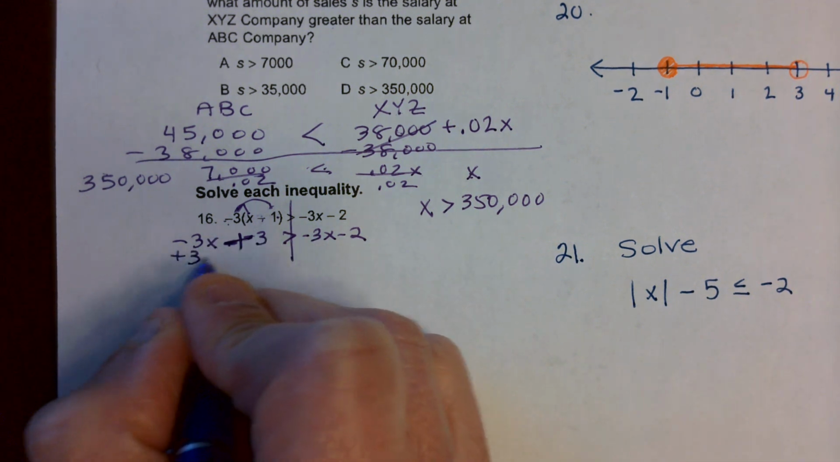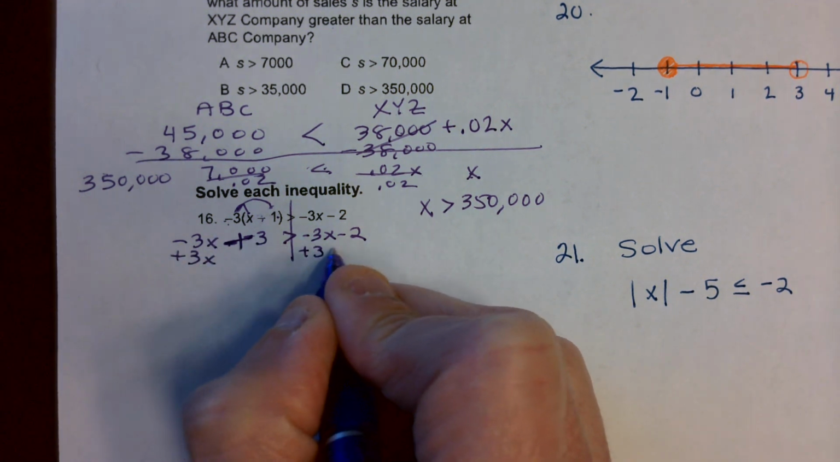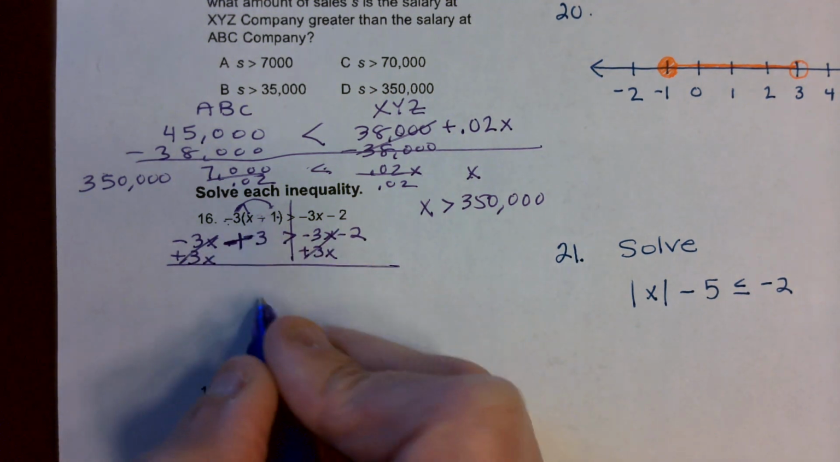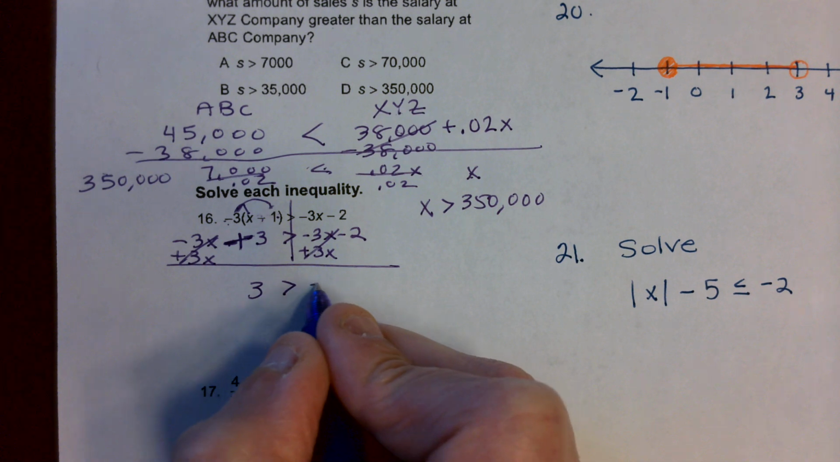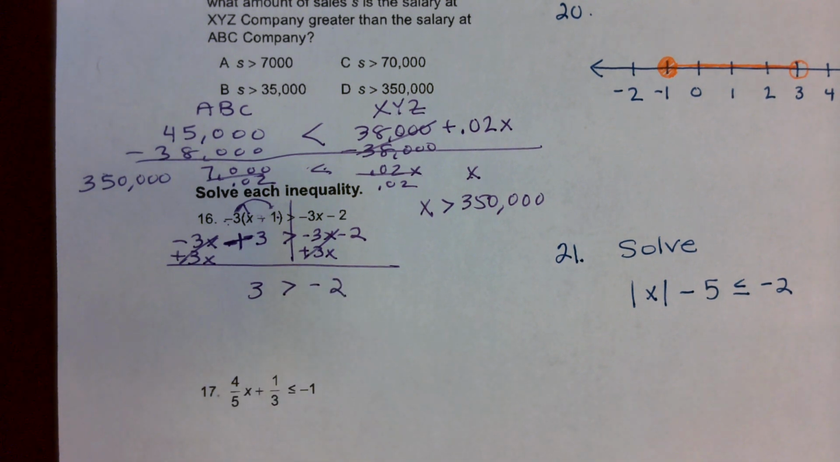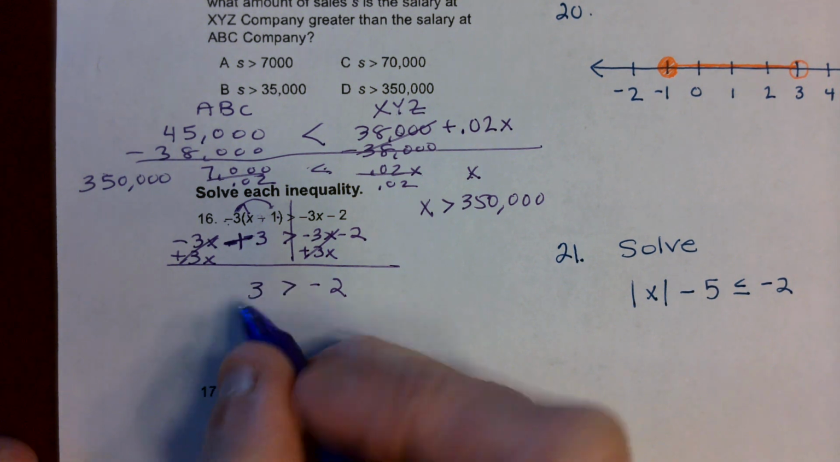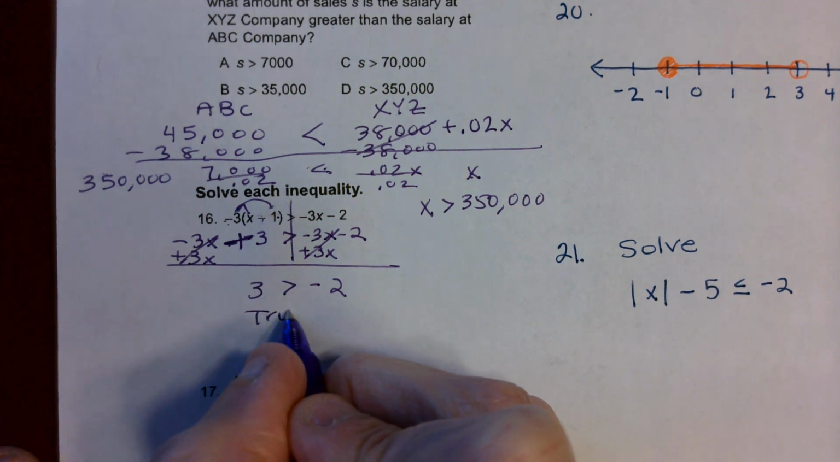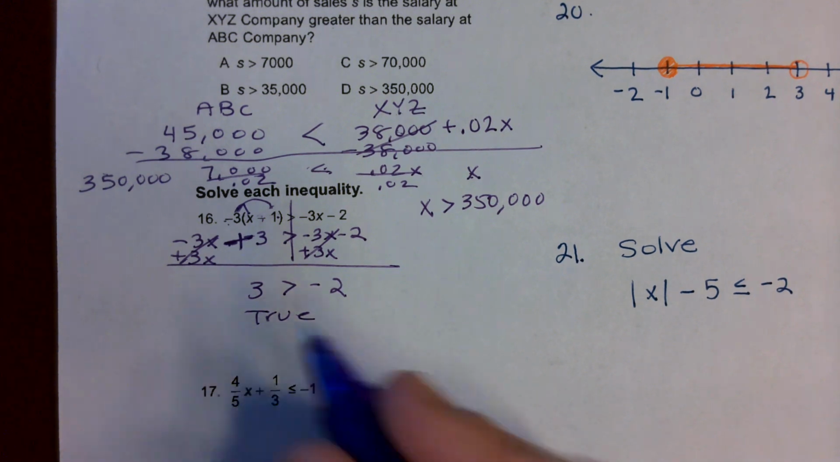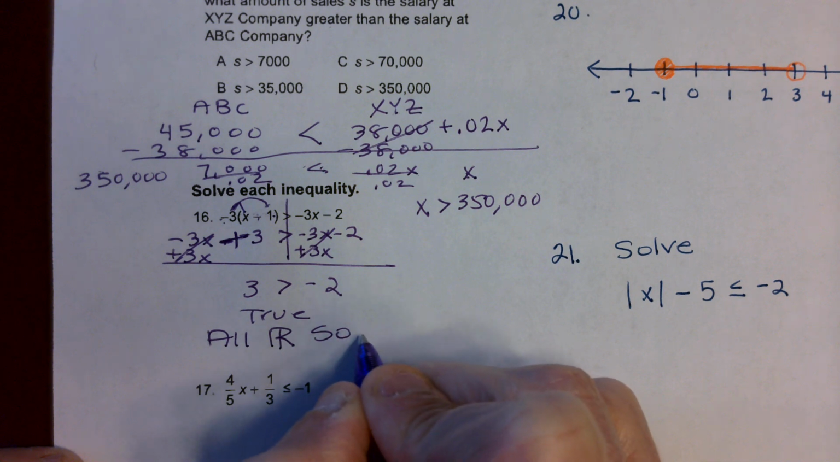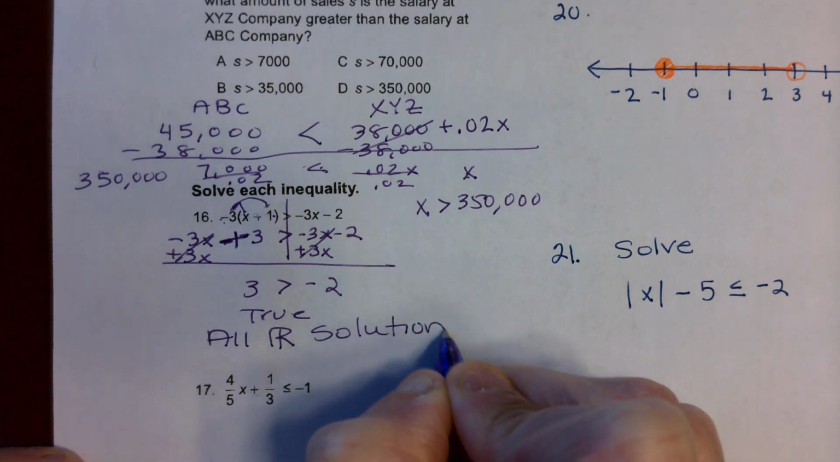So let's get the x's. And look at what happens. They're gone. So I'm left with 3 is greater than negative 2. Is that true? Because remember, when your variables fall out and you have no variables left, you have to say true or false. 3 is bigger than negative 2. That's true. So what does that mean? That means that all real numbers are solutions. That means anything you put in will work.